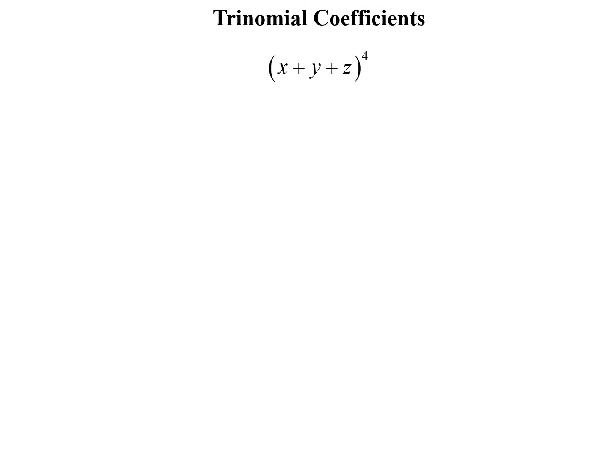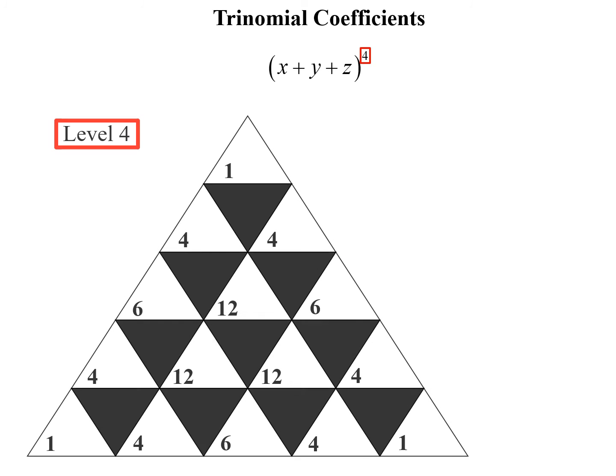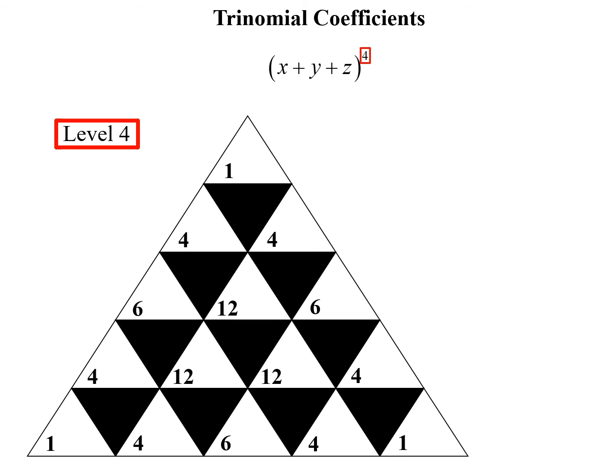Trinomial coefficients. Let's evaluate x plus y plus z to the 4th power. X plus y plus z is called a trinomial because it has 3 terms. Let's use Pascal's tetrahedron to figure out x plus y plus z to the 4th power. Take a look at the 4. That power tells us to go to level 4. Those 15 numbers happen to be the coefficients of our answer.